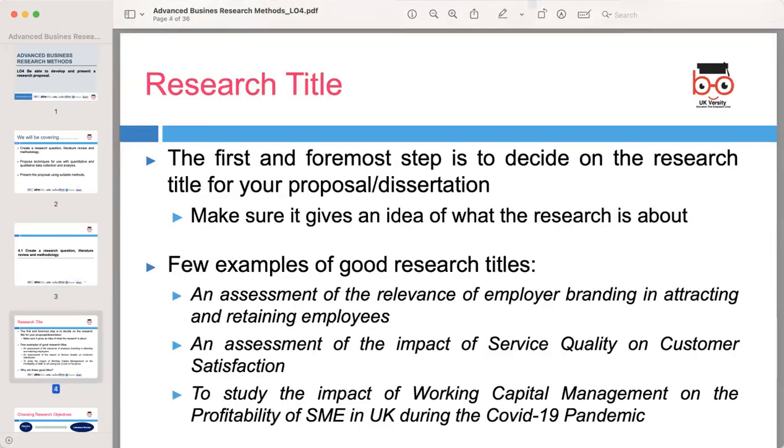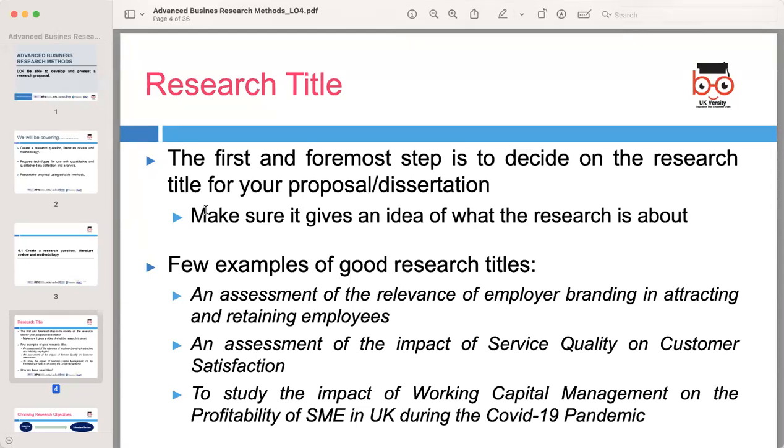Research title. The first and foremost step is to decide on the research title for your proposal dissertation. So here we'll be discussing the importance of choosing an appropriate research title for your proposal or dissertation. The research title is obviously critical as it provides a clear idea of what your research is about. It serves as a guidepost for readers, giving them a glimpse into the content and purpose of your study.